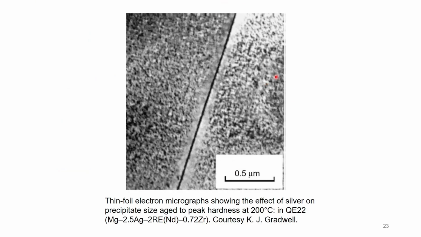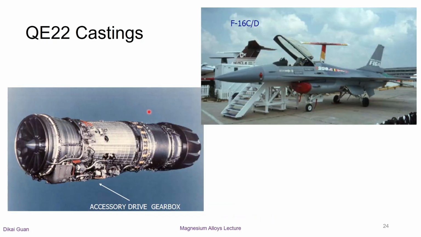This figure clearly shows that dense and fine nanoprecipitates can be formed in the QE22 alloy after peak aging at 200 Celsius degrees. As mentioned before, QE22 alloy is used in the aerospace industry, particularly for applications at elevated temperatures. These two images show QE22 castings can be used in the accessory drive gearbox of the F-16 Fighting Falcon.